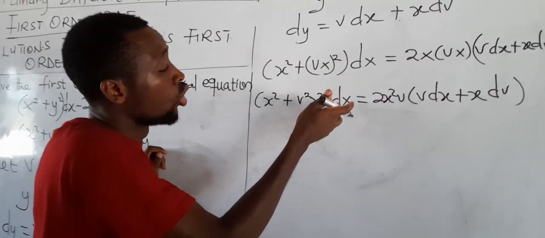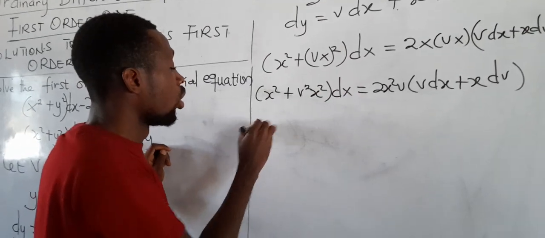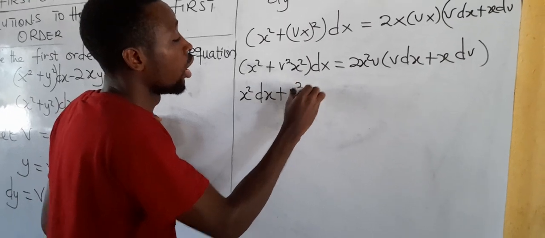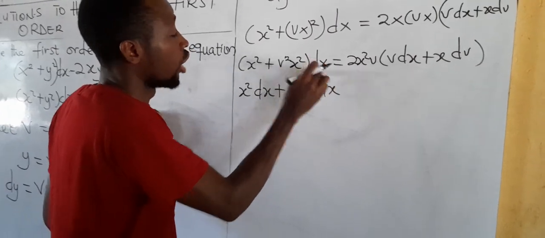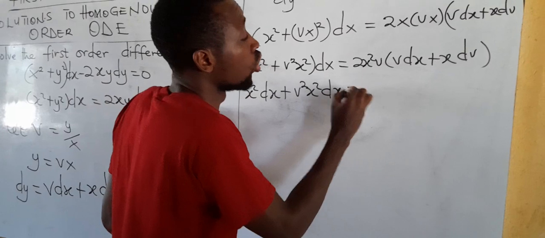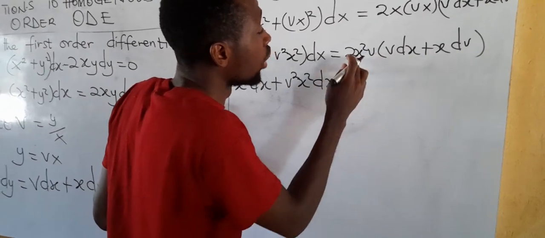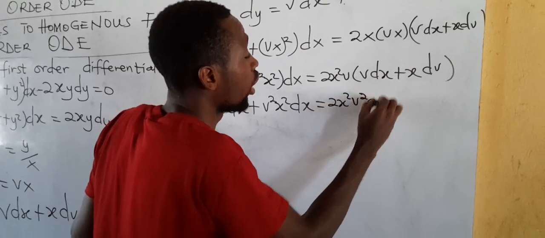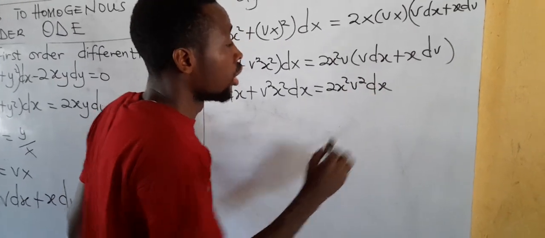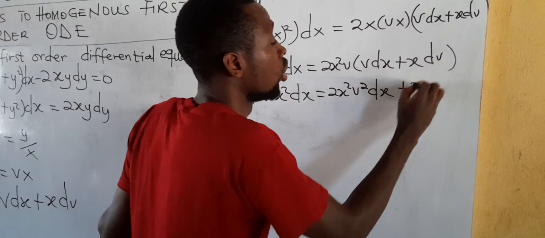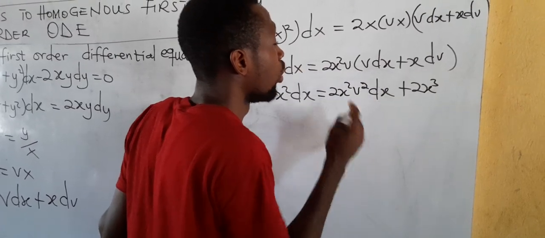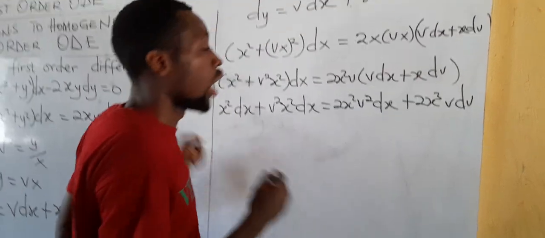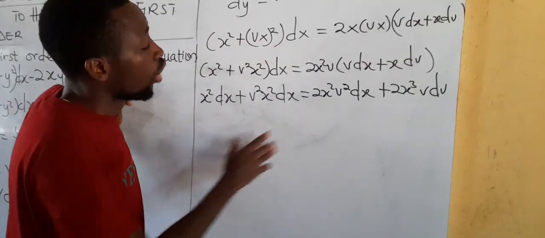Now we distribute the dx over them. So we get x squared dx plus v squared x squared dx. x will multiply this, multiply that. Is equal to, this will also multiply the whole of that. This times this will be 2x squared v squared dx plus 2x cubed v dv. I hope you get that. Now what's the next thing?